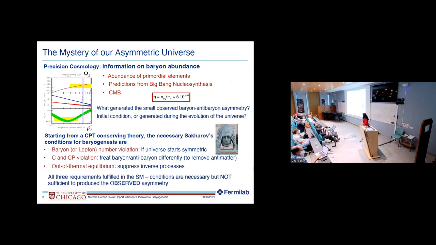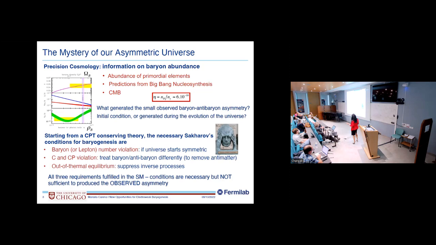So we know very well that our universe is asymmetric, and we get this number from looking at our understanding of abundance of primordial elements, together with predictions from big bang nucleosynthesis and CMB, we get this value. And the question is, what's generating the small observed baryon asymmetry? An initial condition, or what's generating it during the evolution of the universe? We already heard from Andrea, starting from a CPT conserving theory, the necessary Sakharov conditions of baryogenesis are baryon or lepton number violation. I will go into that.